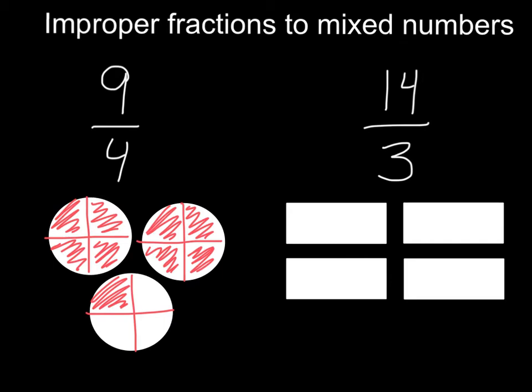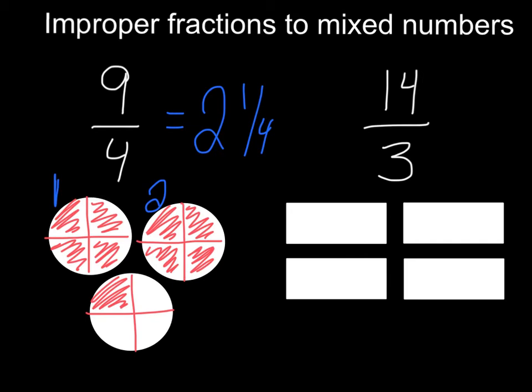That gave me 2 whole shapes. So I had enough pieces to make 2 whole circles, plus 1 out of the 4 pieces I needed to make the third one. So I have 2 and 1/4.